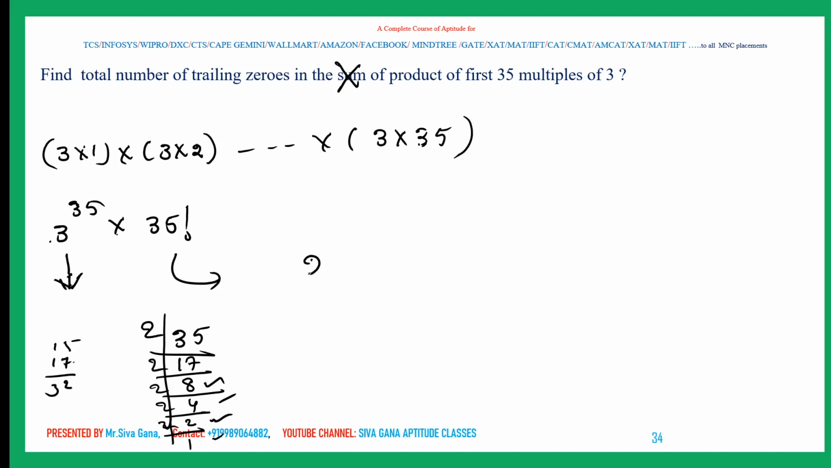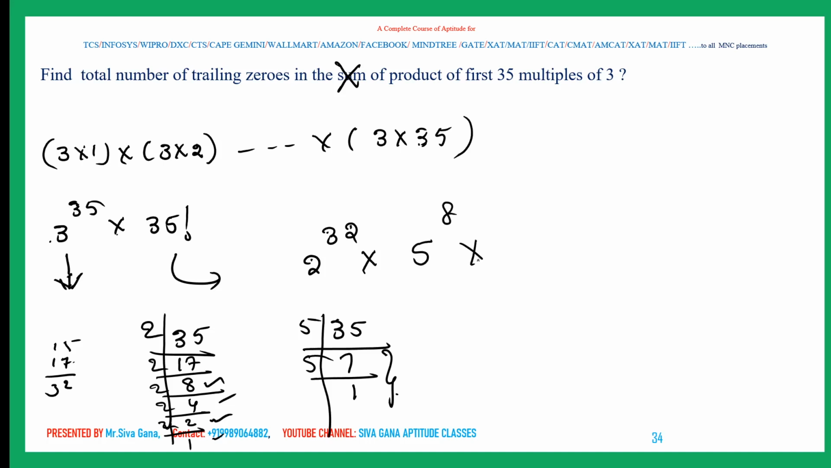So 2 power 32, maximum power of 2 is 32, and I am finding the maximum power of 5 in 35 factorial. 5 7s are 35, 5 1s, 7 plus 1, 8. Maximum power of 5 is 8, and also some constant will be there because the 35 factorial value is not only 2 power 32 into 5 power 8, and that constant I am taking as k. So 5s are 8 only, 2s are 32, the lesser is how much? 8. So 8 trailing zeros.